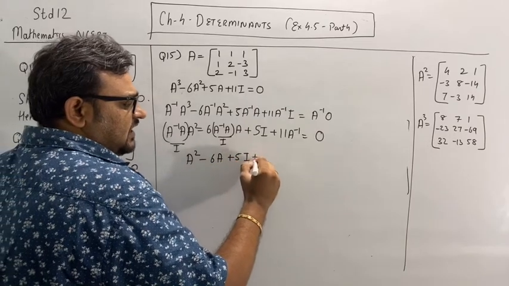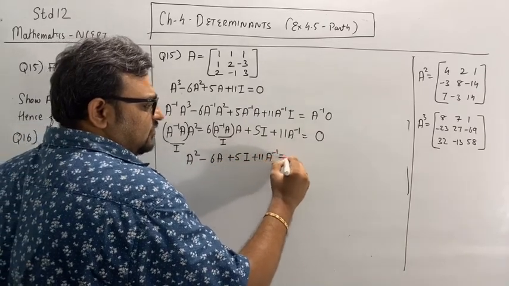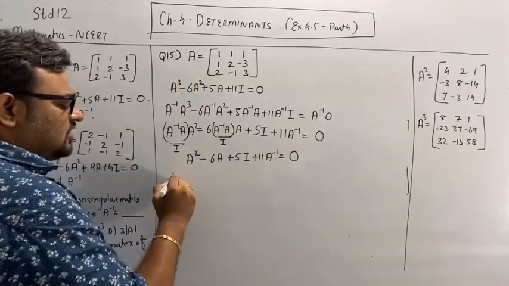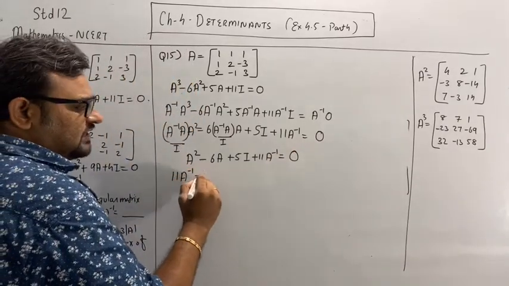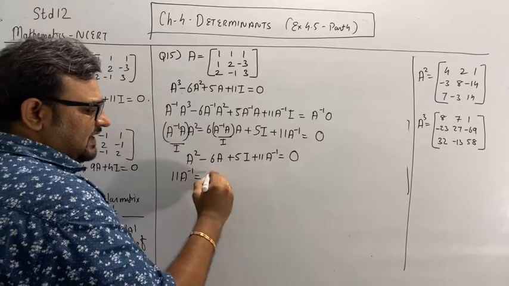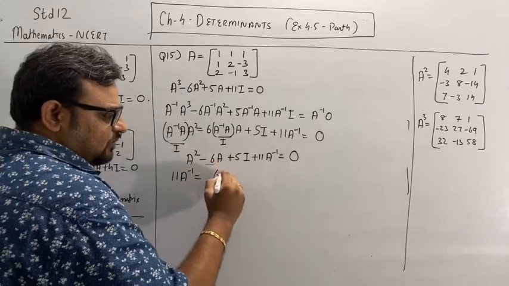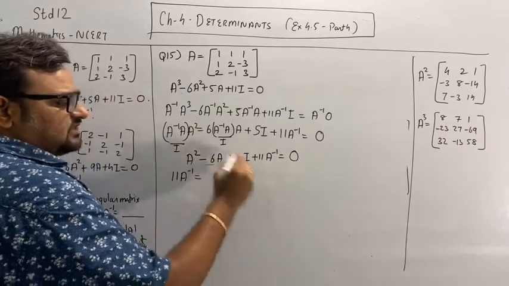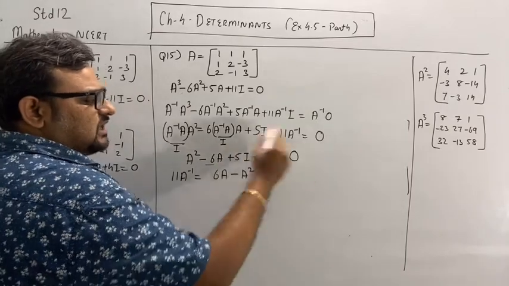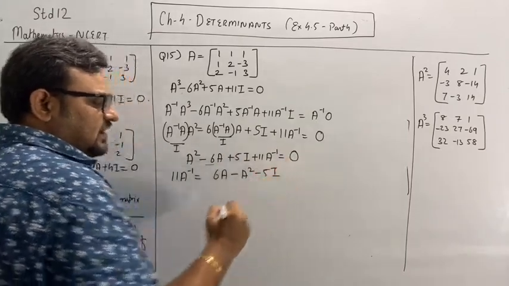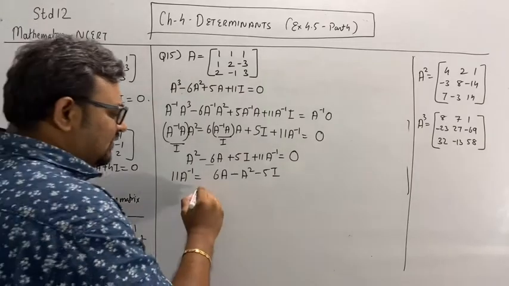Plus 5I plus 11 into A inverse equal to the zero matrix. So 11 into A inverse will be equal to minus 6I, plus 6A, minus A square, plus 5 minus 5I. Okay, now let's put down the values.